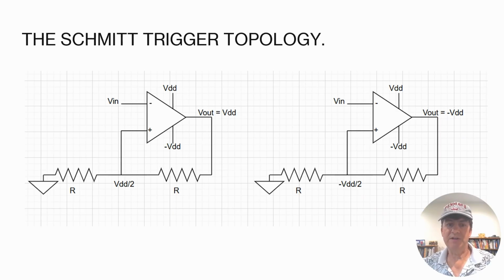This causes the transition to the state shown on the right. When Vin decreases from plus VDD to minus VDD, the switching point is different and becomes minus VDD divided by 2. The presence of different switching points is known as hysteresis, which is shown in the next slide.